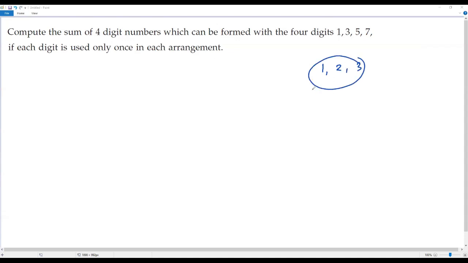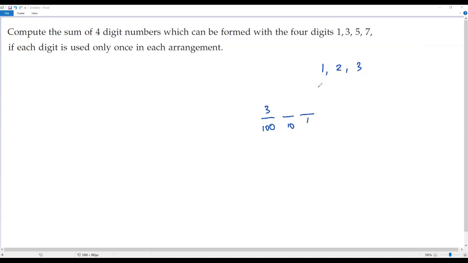That is, I have to form 3-digit numbers with these 3 digits. Each digit has to be used only once in each arrangement. So let me create 3 blanks: ones place, tens place, and hundreds place. How many options do we have for hundreds place? 3 options. That is, we can use any of these 3 digits.